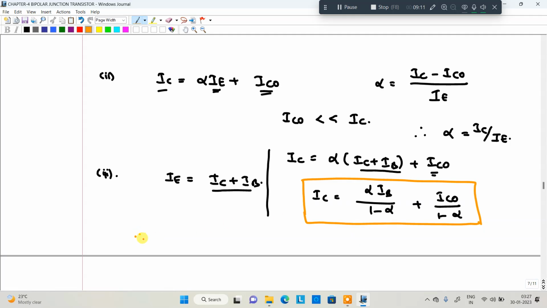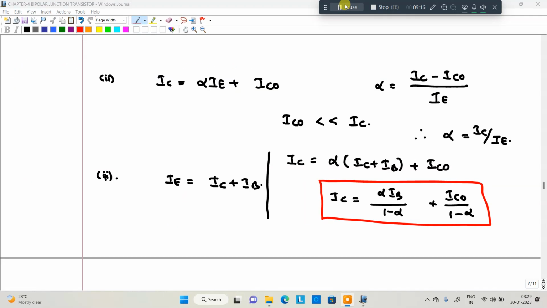Next, one more important formula here, IB. How am I getting this formula? See here, alpha into IC, I am taking it to the left hand side. I can take IC common, and I will get 1 minus alpha. Now 1 minus alpha on the right hand side, it is a multiplication, so it becomes division: 1 minus alpha, 1 minus alpha. Already ICO is there, alpha into IB is already there. Okay, clear?